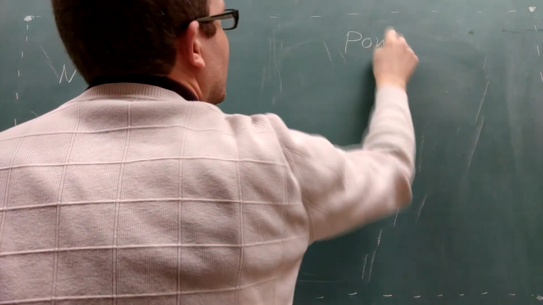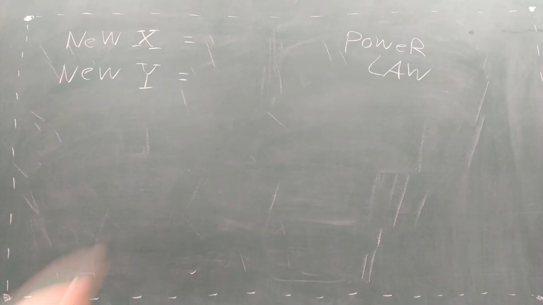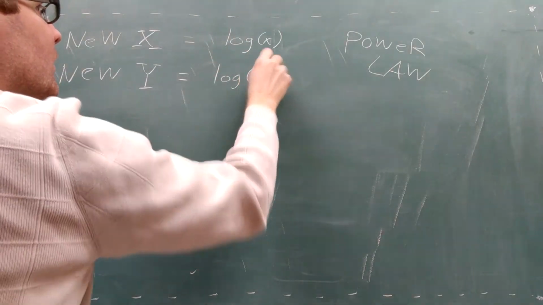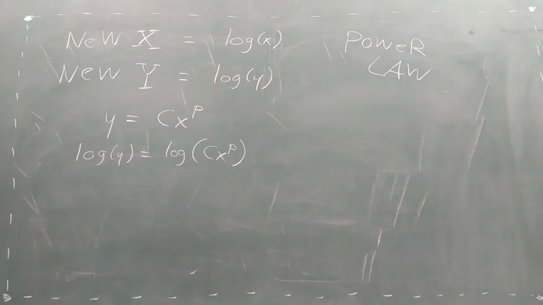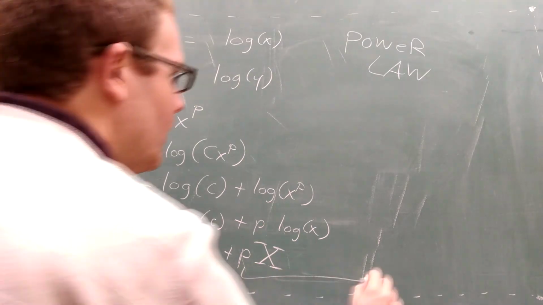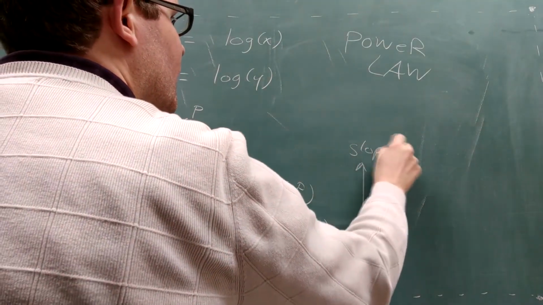For a power law function, your new x is the log of the original independent variable, and the new y is the log of the dependent variable. This allows you to separate the independent variable from its power, and you get a linear function instead. Note that the slope of this new linear function is the power x was raised to.